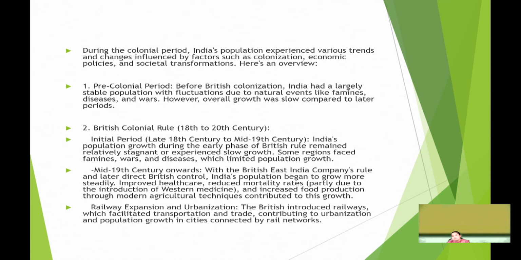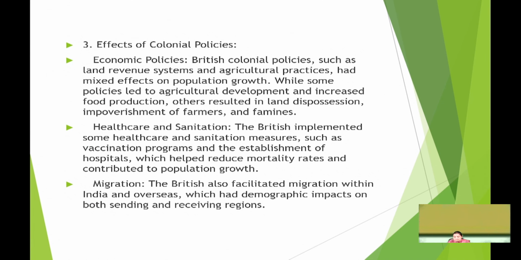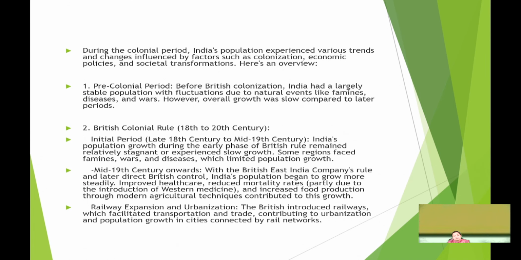From the mid-19th century onward, with the British East India Company's rule and later direct British control, India's population began to grow more steadily. Improved healthcare, reduced mortality rates because of the introduction of Western medicine, and increased food production through modern agriculture techniques were the factors that contributed to India's population growth.